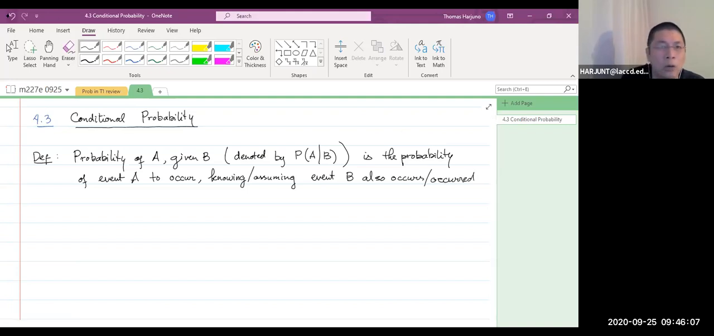Is it double R or single R? I think single R. I don't teach English anyway.